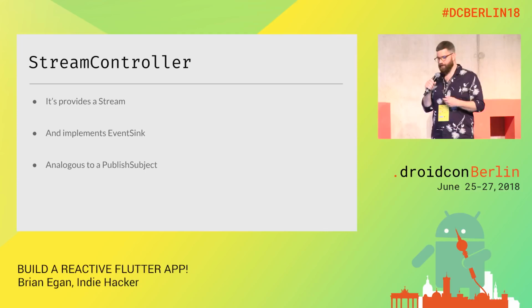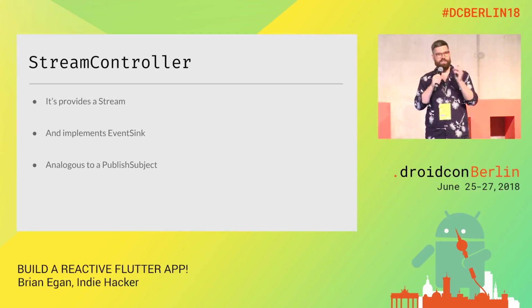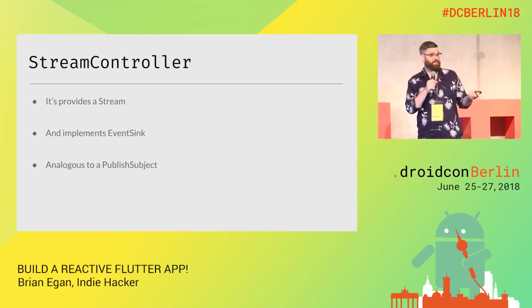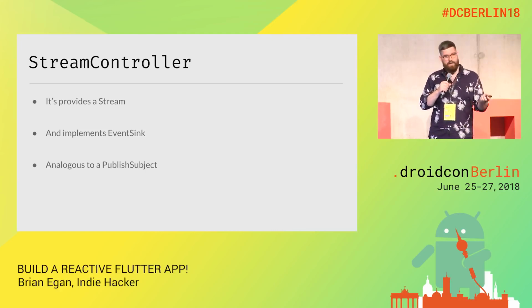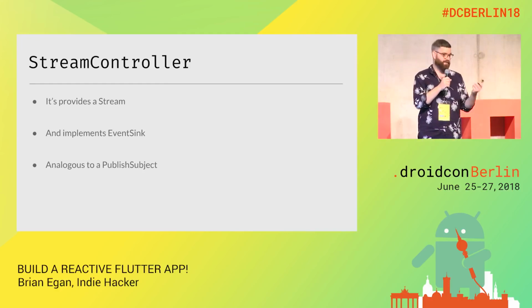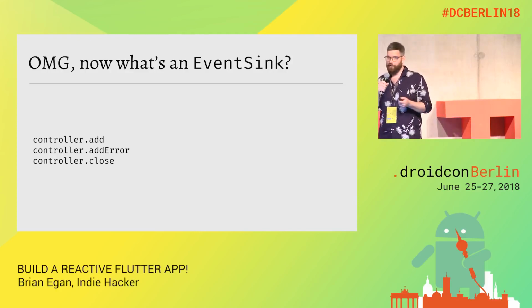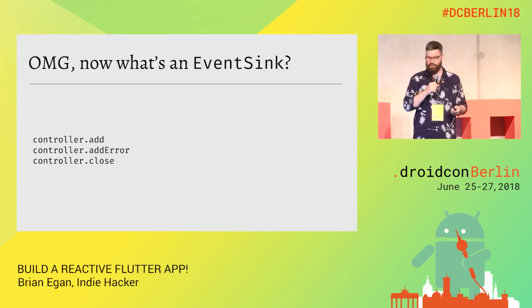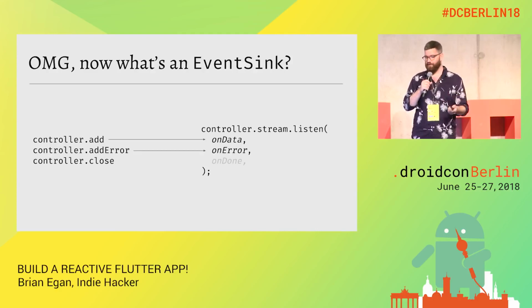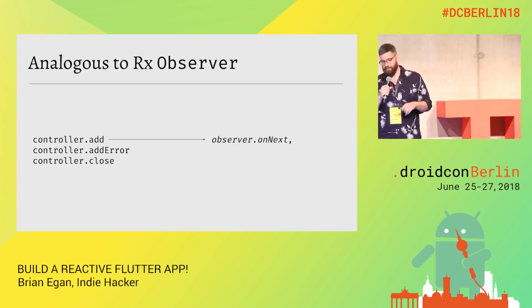And the final way is with something called a stream controller, which is sort of a glue between the inputs and outputs of a stream. So it provides a stream that you can listen to, and it also provides what's called an event sink. And this allows you to add data to the stream, or errors, or tell the stream that, hey, this is done now. So you've got these three methods on the event sink: add, addError, and close. And those will, of course, get sent to the places you would expect the listener to receive them. So, yeah, that's really nice.